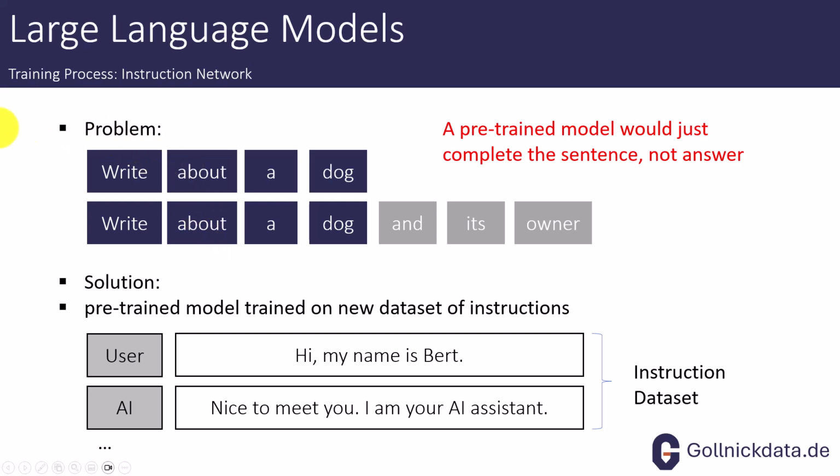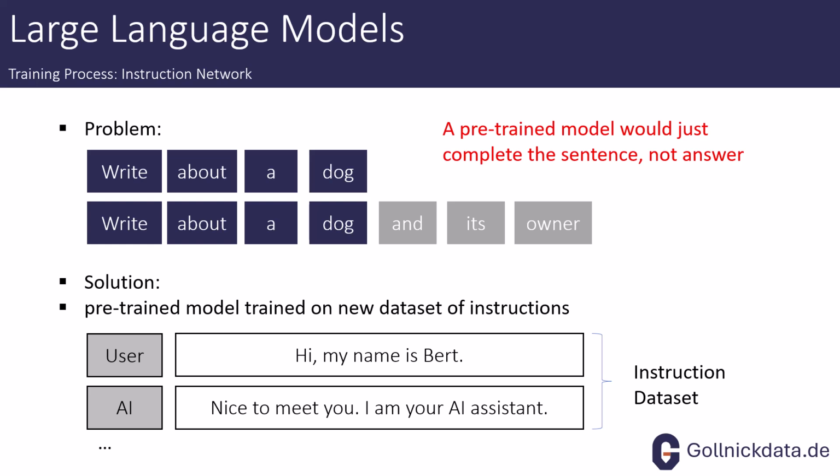But then you want to have a model that is answering a question. So here is the problem. Something like you as the user are passing in the query, "write about a dog." But with the pre-trained model, it would only extend the sentence. So it would maybe say, "and its owner walk in the park," whatever. So this might not solve the problem. What you want is a model that is understanding when it should answer a specific question.